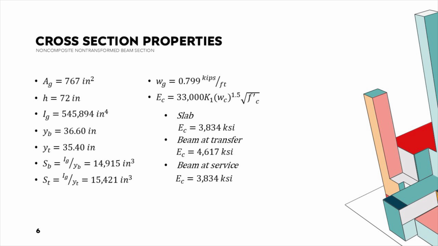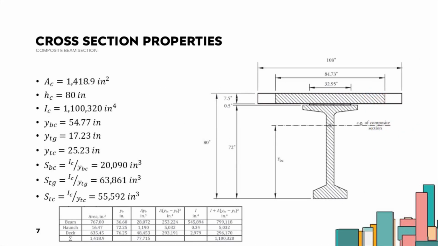Before diving into the beam design, it is essential to determine the moment of inertia, section modulus, and modulus of elasticity for the beam in both its non-composite, non-transformed state and its composite state. Before we can determine the section properties for the composite beam, we need to determine the effective flange width, transformed flange width, and transformed flange area. The effective flange width is determined by the tributary area of the deck that the particular beam is supporting. Since we are designing an interior beam, the tributary area will be 4.5 feet on either side of the beam, totaling 9 feet or 108 inches.